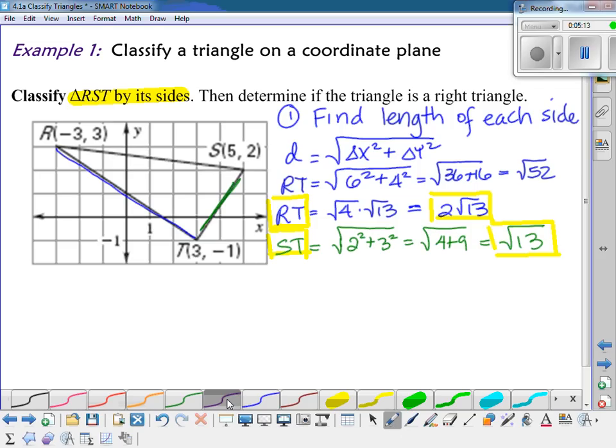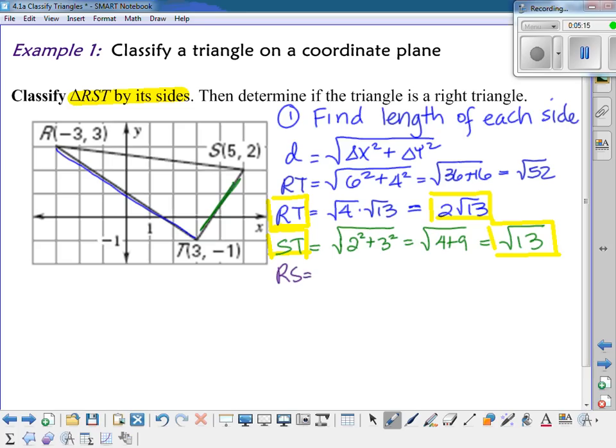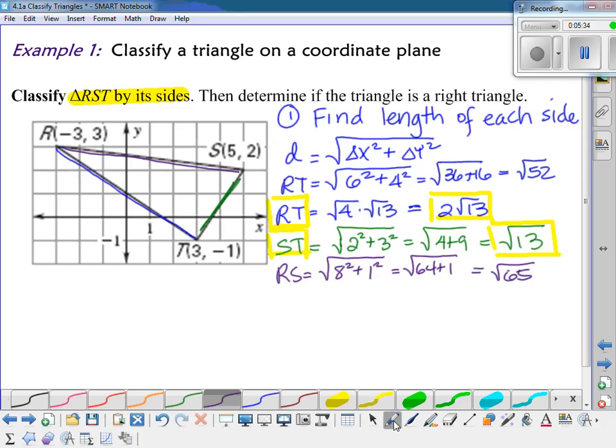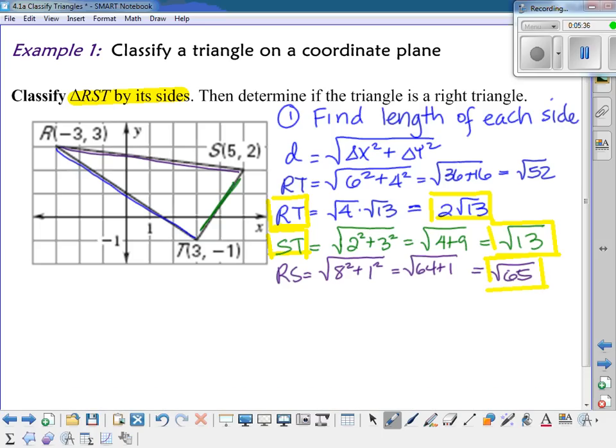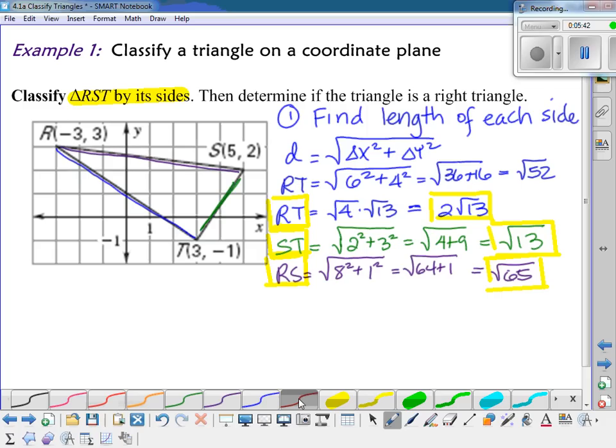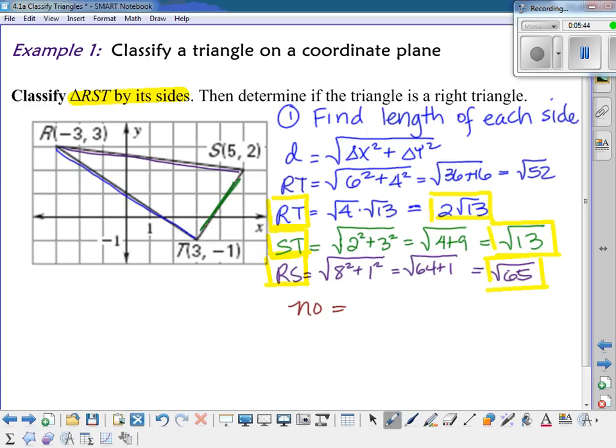And then finally, I need to find RS. My change in x, I'm going from a negative 3 to a positive 5, that's 8 squared. And my y only changes by 1. 8 squared is 64. 1 squared is 1. And so I get that RS is equal to the square root of 65. So since all of my sides are different, or in other words, I have no congruent sides, therefore I know it is a scalene triangle.